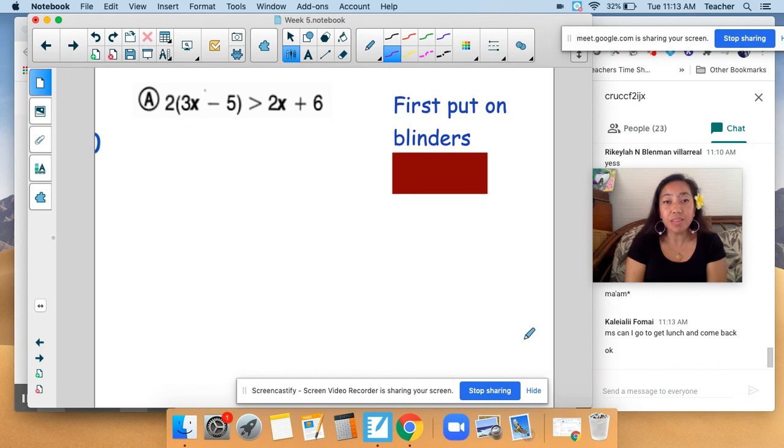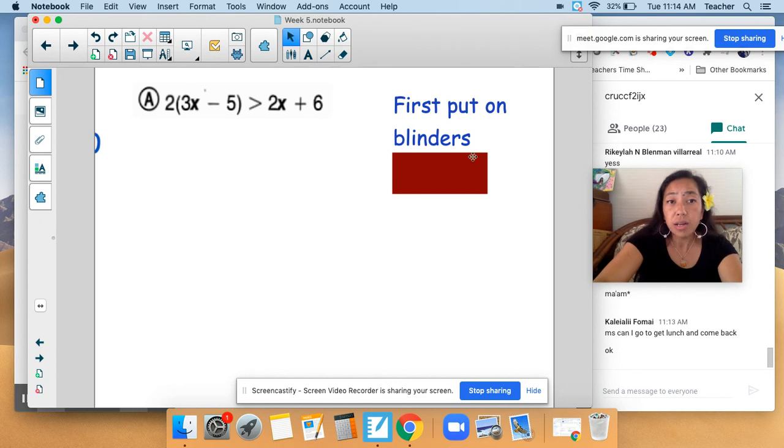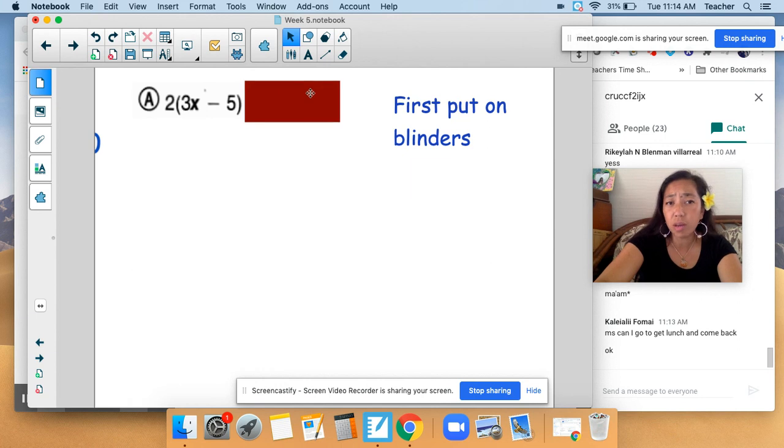All right, now we're going to start talking about multi-step solving inequalities. So remember I talk about blinders. So first thing you want to do is put on your blinders. For me, I have an actual literal blinder that I'm going to ignore the rest of the equation. And if there is a plus in there, I would also ignore that and I would only focus on my distributive property area. Okay, so put on your blinders.